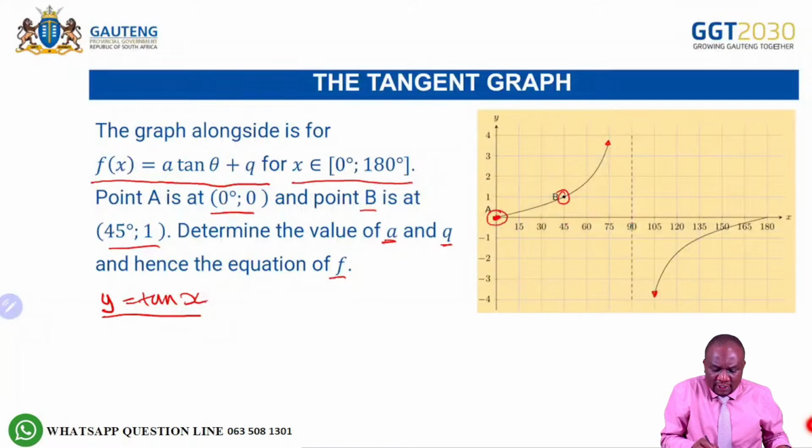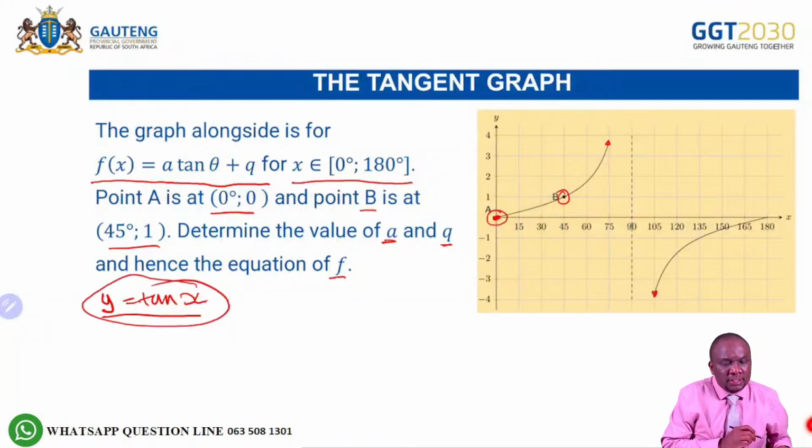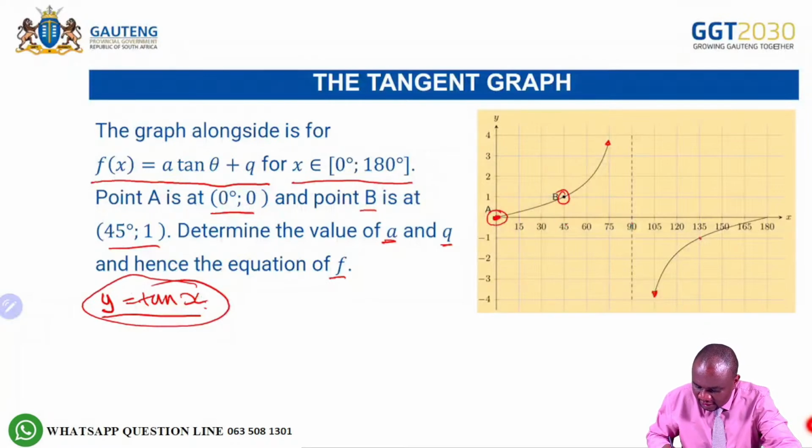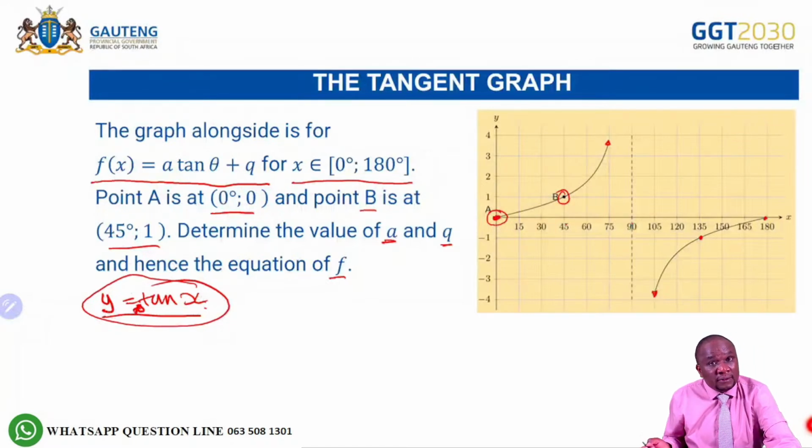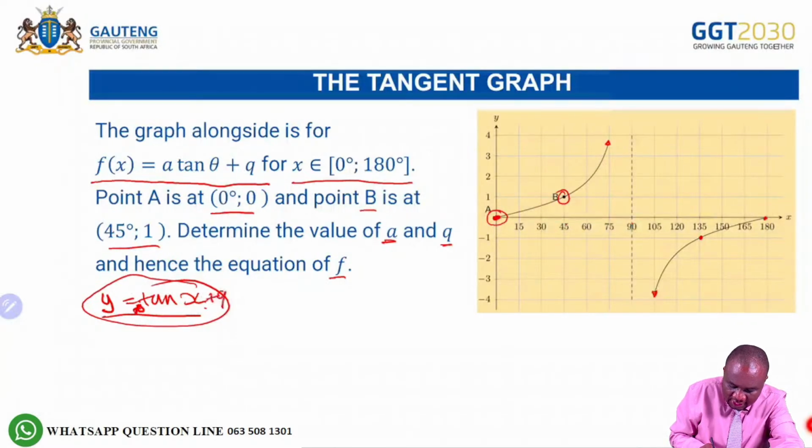So basically, nothing has happened to this graph, because we know the critical points of this graph. It should be (0, 0), (45, 1), then the asymptote at 90, then (135, -1), and (180, 0). So nothing has happened to the parent graph. So it means our a here is 1, and our q here is 0.